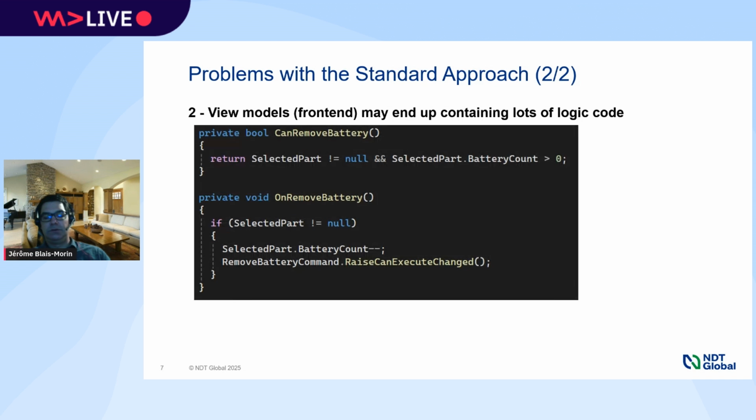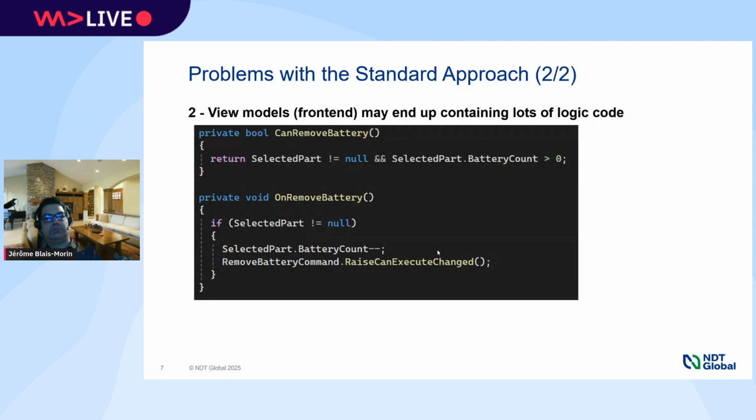I have a little code example here that comes from the demo application. It's not very complex code, of course, and it's just a demo, but it permits me to make my point. The code here that we saw was in the view model. When we want to know if we can remove a battery, we verify that there's a selected part, and then we verify the battery count. And for the action to remove it, you just decrease the count.